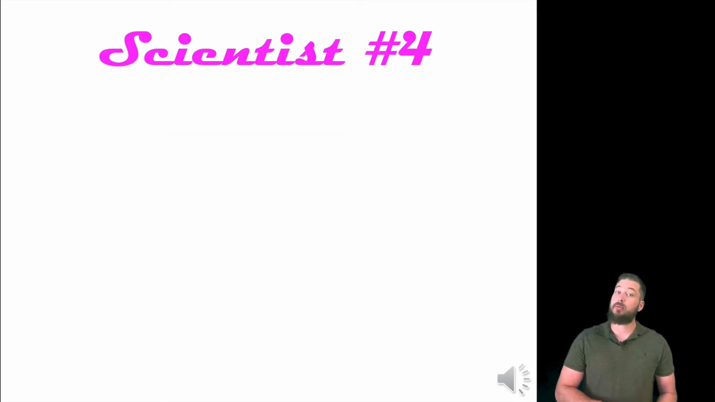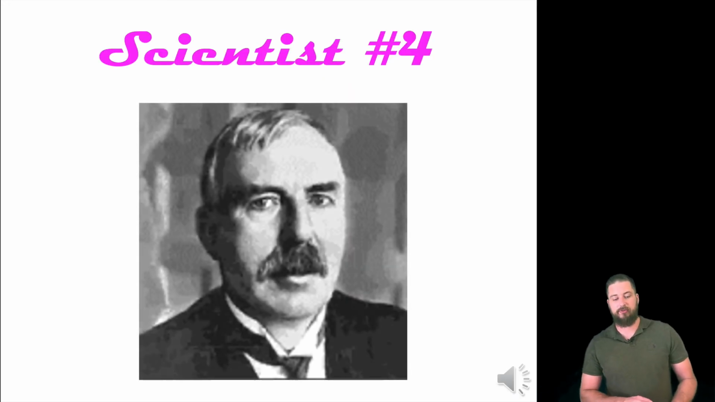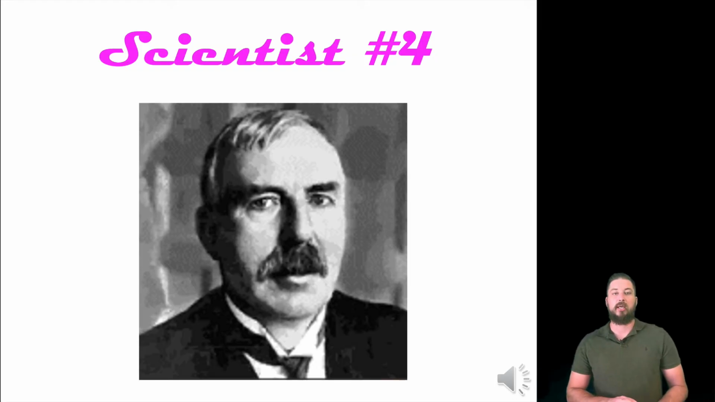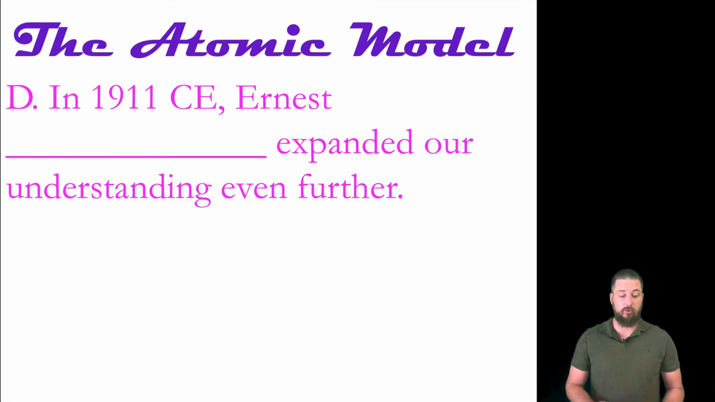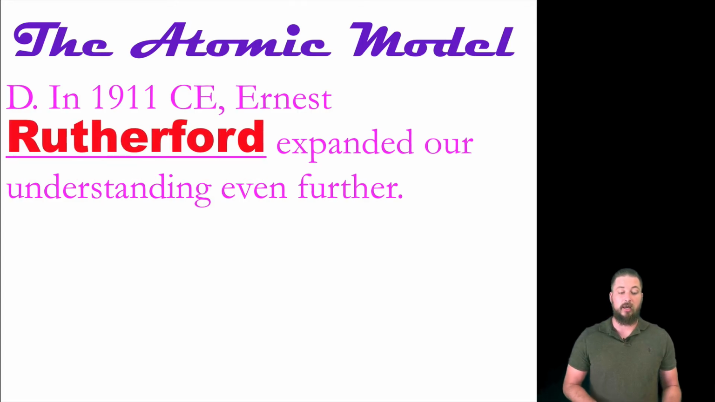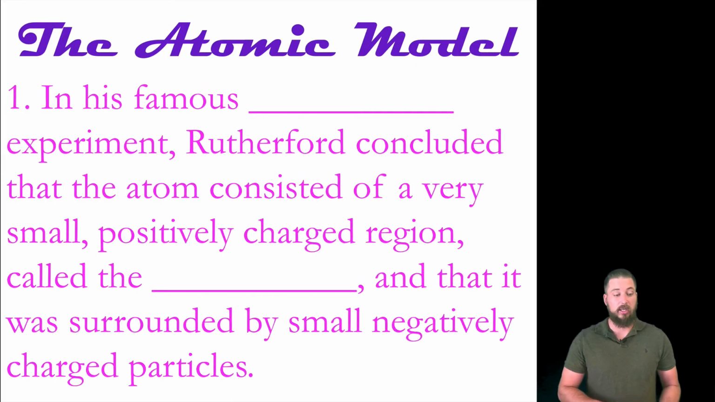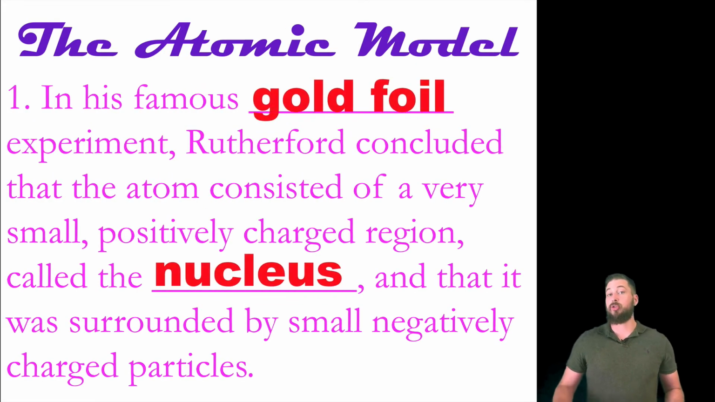All right, scientist number 4, Ernest Rutherford, and look at that mustache. He discovered, using the gold foil experiment, that atoms actually contain a nucleus. In 1911, he expanded on our understanding. In his famous experiment, the gold foil experiment, Rutherford concluded that atoms consist of a very small, positively charged region that he called the nucleus.